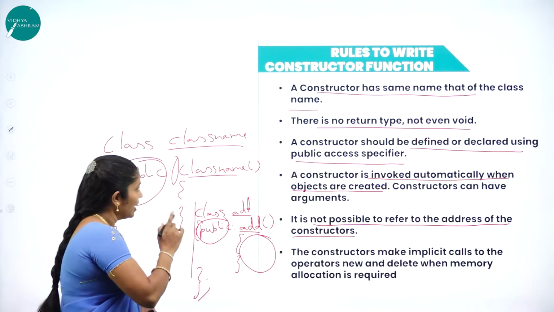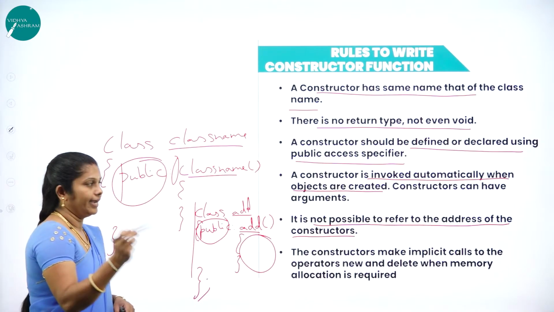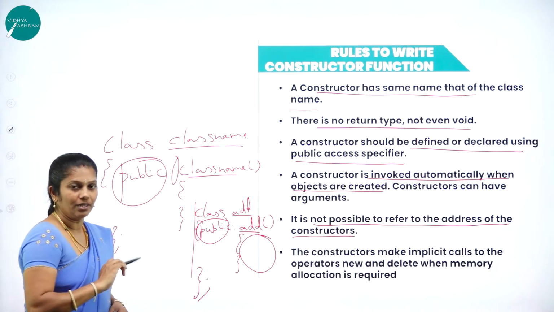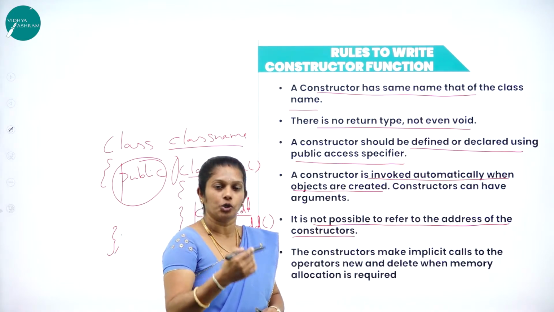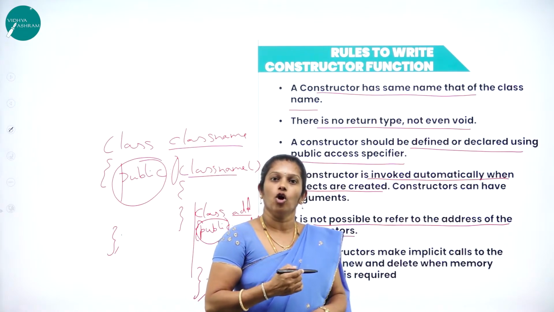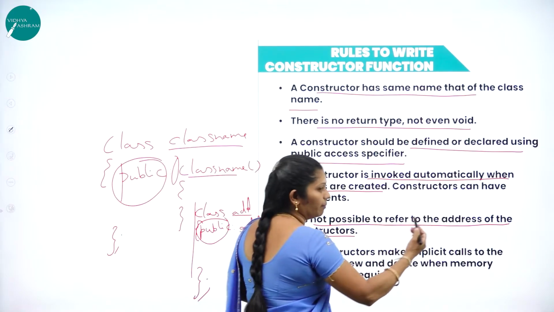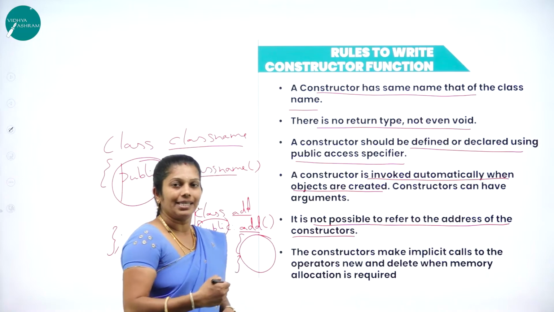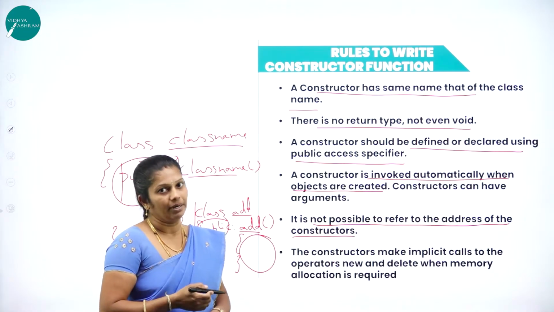First thing, class name and function name are the same. It should be declared in the public section. It does not have any written type specifier, and it executes automatically. Invoked means it executes automatically when we create an object of a class. Then the constructor makes an implicit call by itself. By itself, it is going to use the new and delete operators whenever a memory requirement is there.